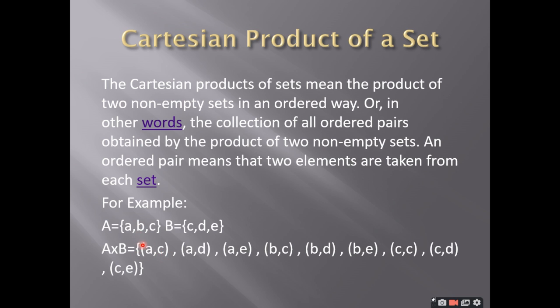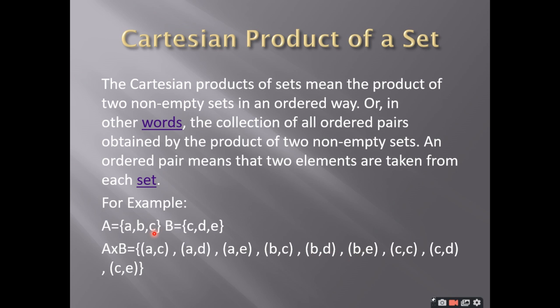I have made all the ordered pairs of set A and set B. The first ordered pair is (A, C). I have taken the first element from set A and then paired it up with the elements of set B. So (A, C), (A, D), (A, E). Then taking the second element, which is B, and pair it up with the elements of set B. So (B, C), (B, D) and (B, E).